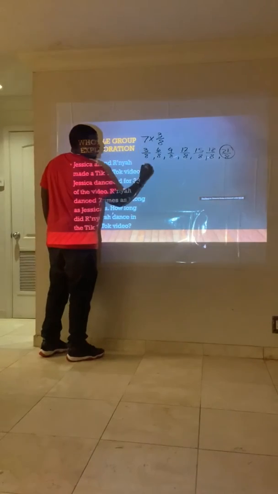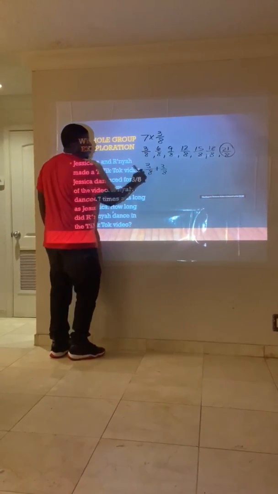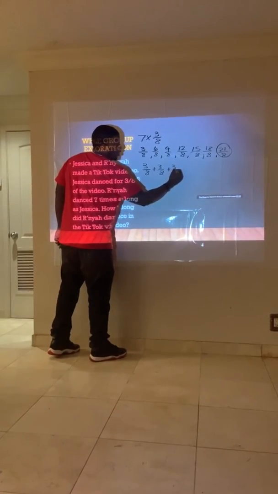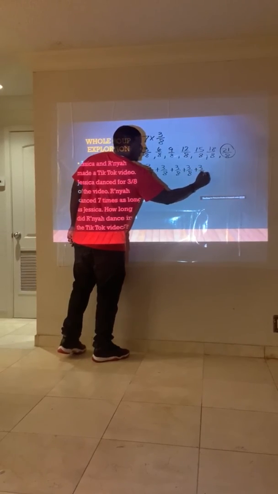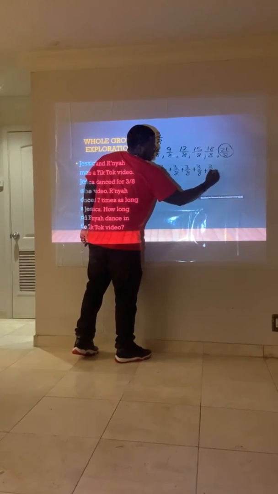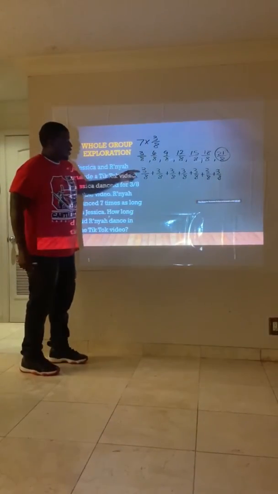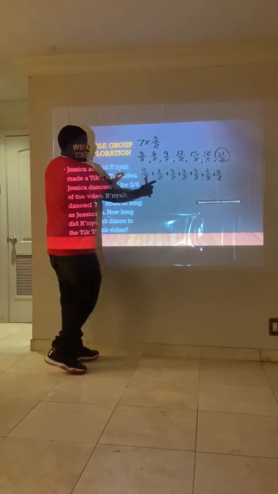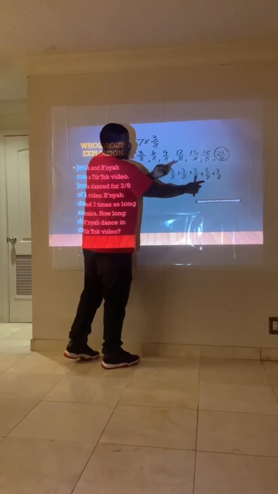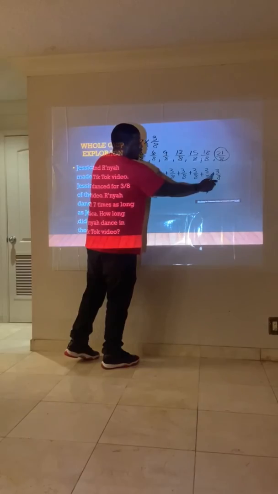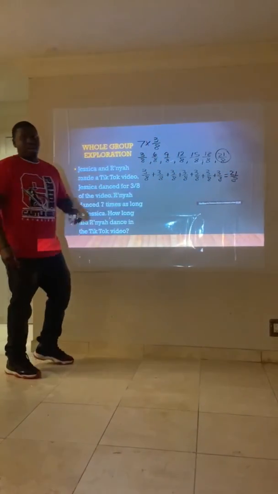That's one way, or I can repeatedly add 3/8 plus 3/8. I count 1, 2, 3, 4, 5, 6, 7. And now I'm going to continually add it. 3, 4, 5, 6, 7, 8, 9, 10, 11, 12, 13, 14, 15, 16, 17, 18, 19, 20, 21, and my denominator stays the same, 21/8.